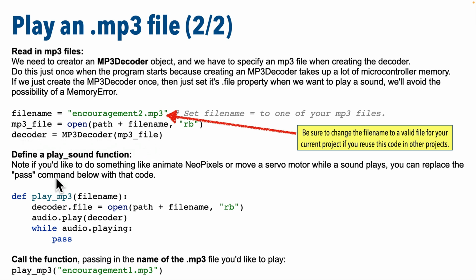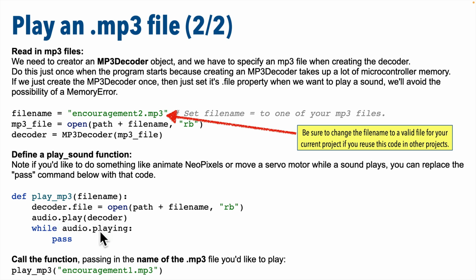Next, we create a function that we can repeatedly call whenever we want to play an MP3 file. So we set the decoder's file property by reading the file name using the open command, just as we did above. But remember, because we can pass in a different file name, we can read in a different file. Then by passing the decoder into the audio object's play function, we play the sound.